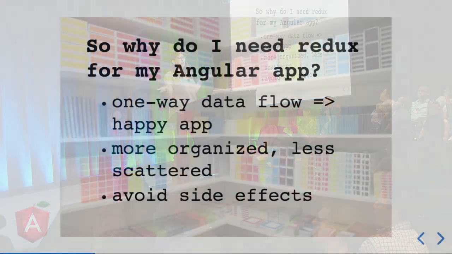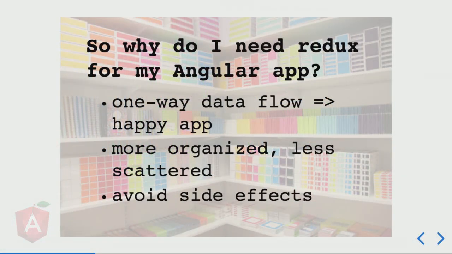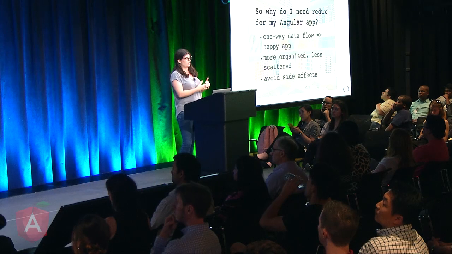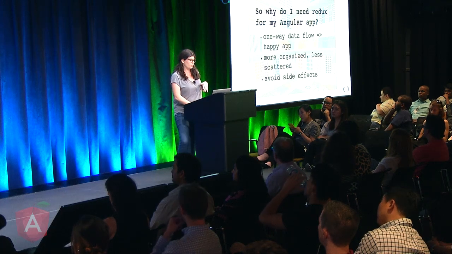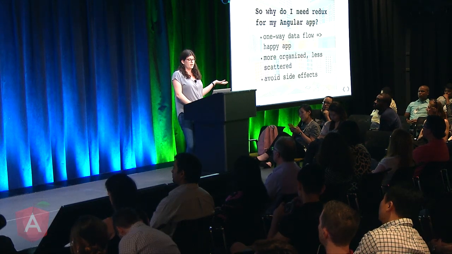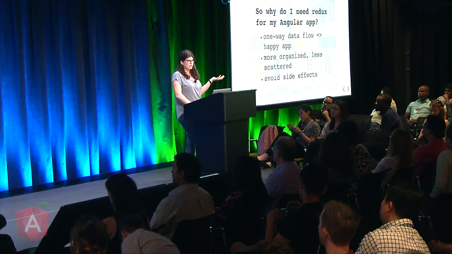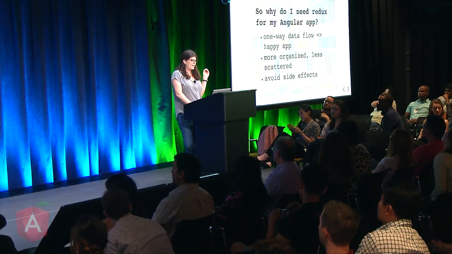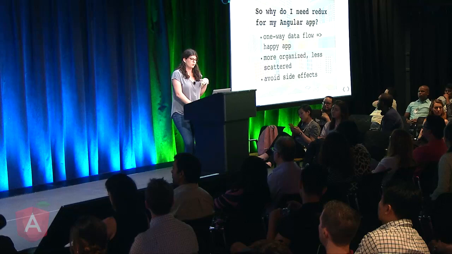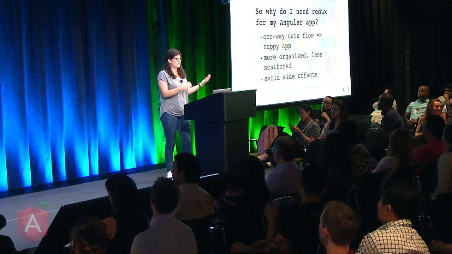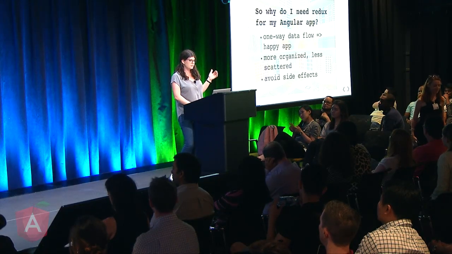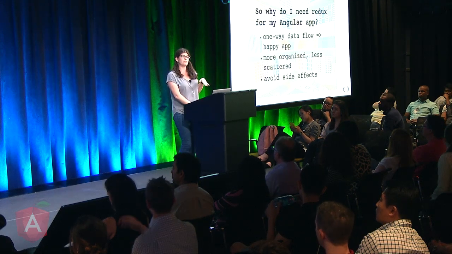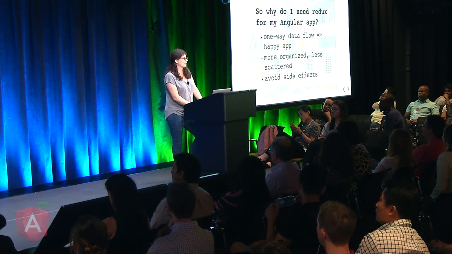So why do we need Redux at all? One of the things that Redux is really into is having this one-way data flow, which means that your app will be more organized, less scattered, and it'll help you avoid side effects. When you're using Redux, you're going to be creating these pure functions, which we'll go into in a little bit, and maintaining immutable data. You will know exactly what will happen as a result of calling any method and avoid any unintended consequences. This drastically reduces the probability of introducing any bugs caused by cascading data changes.